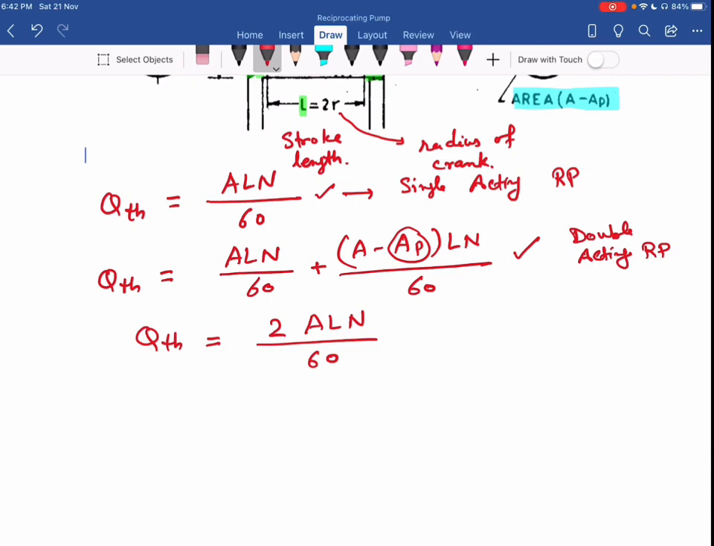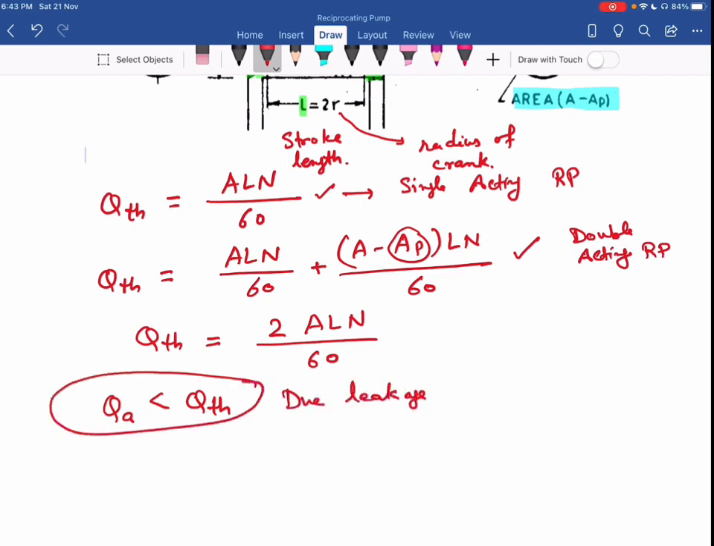If there is some leakage loss and also some time delay in the closing of the valves, that gives my actual discharge. So the actual discharge is lesser than the theoretical discharge due to leakage and time delay of valves.